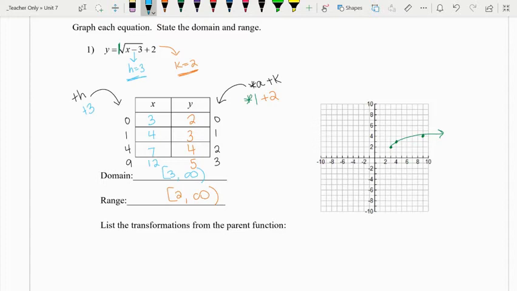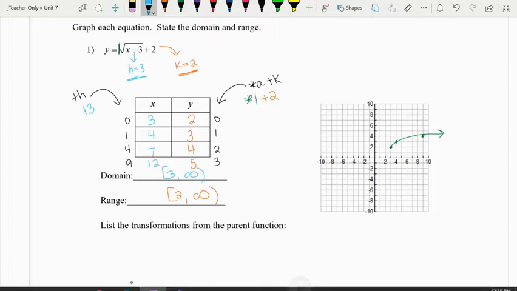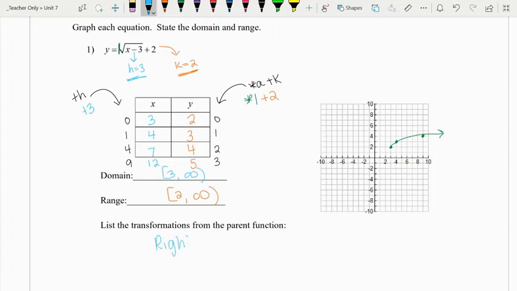So if we're listing the transformations, the 3, our h being 3, moved it right 3. And the k being 2 means it moved up 2. This is the process we're going to follow for the whole day today.